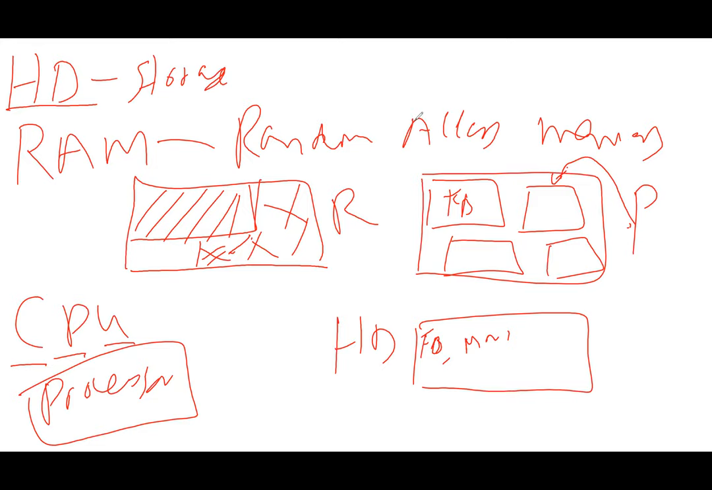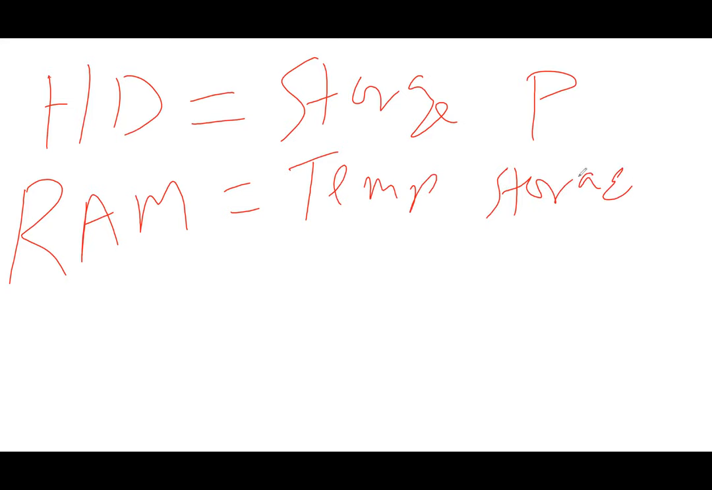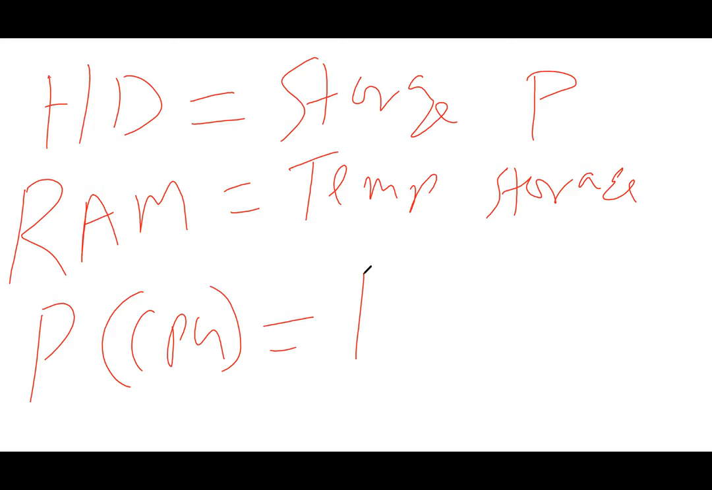Okay? So to recap, hard drive equals storage. Permanent storage. RAM is temporary storage, right? So RAM stands for random access memory. And the processor, which is the CPU, which stands for Central Processing Unit, is the brain. These two work together.